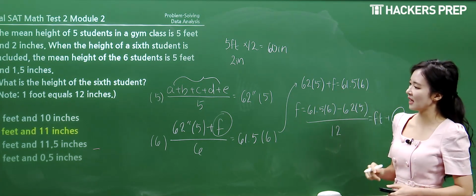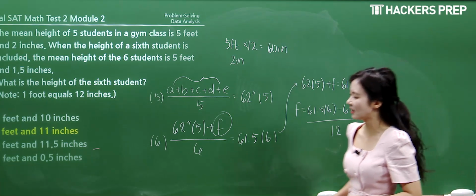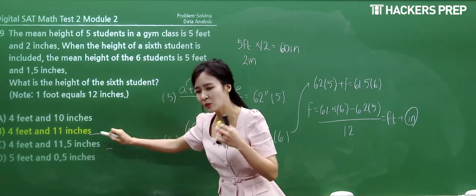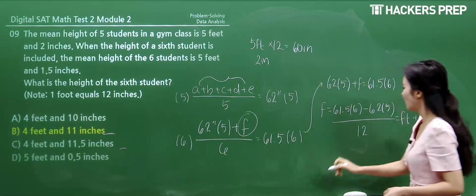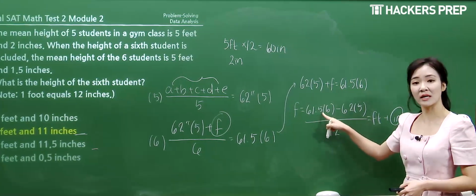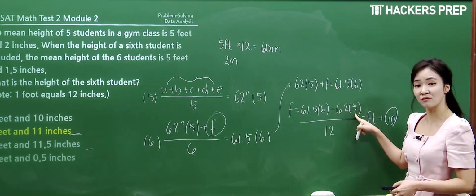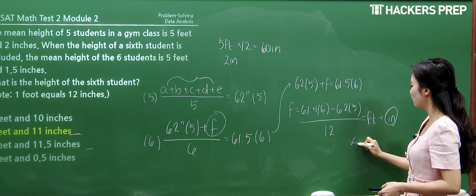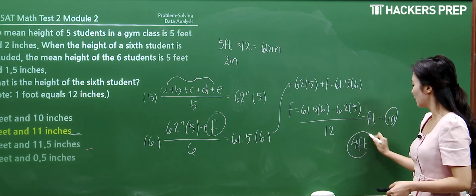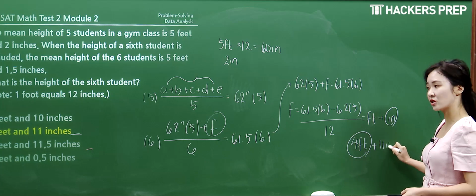And that is going to be the answer B. Okay, so 4 feet and 11 inches. And again, how did we get that? After doing 61.5 times 6 minus 62 times 5, divided by 12 should give you 4 feet first, plus the remaining 11 inches, okay?